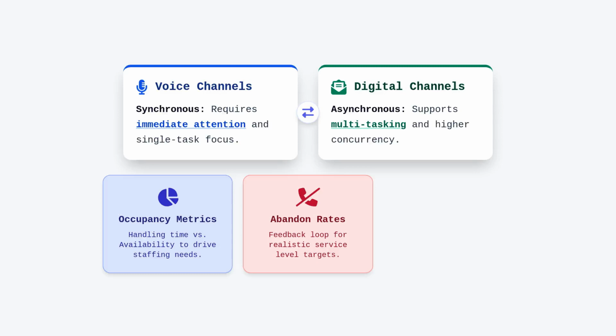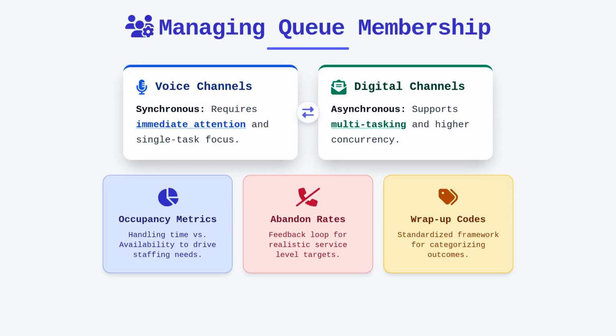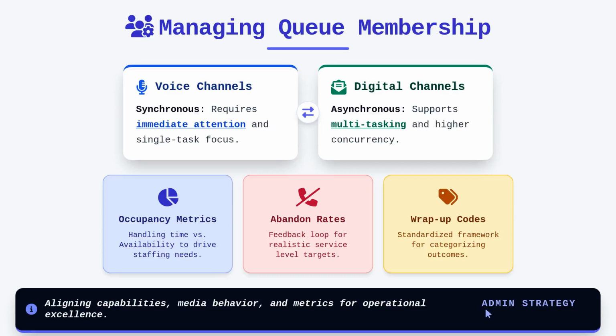Abandon rates provide the necessary feedback loop to understand if your service level targets are realistically set, as a high abandon rate often indicates that customers are disconnecting due to extended wait times. When you align these metrics with your chosen wrap-up codes, you establish a standardized framework for categorizing the outcome of every customer encounter.